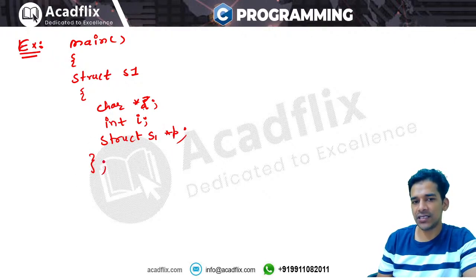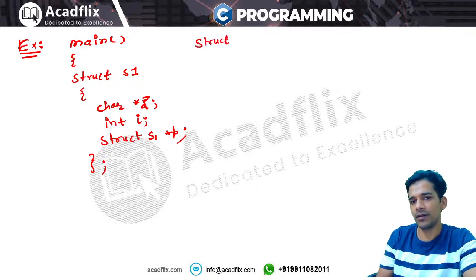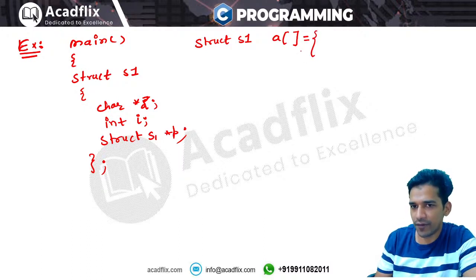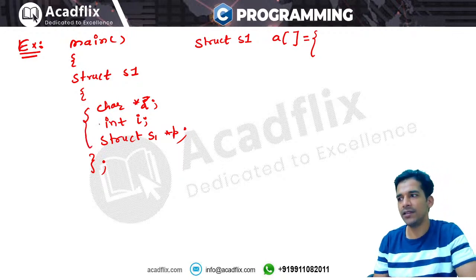Then I'm initializing this structure s1, so I'm saying struct s1, I'm taking a new variable a and we are taking an array. So a is an array of structure type s1, an s1 type array, just as you can write an integer array. In this we will be having the structures. What it means is, in this we have multiple structures and every structure will be having 3 members.